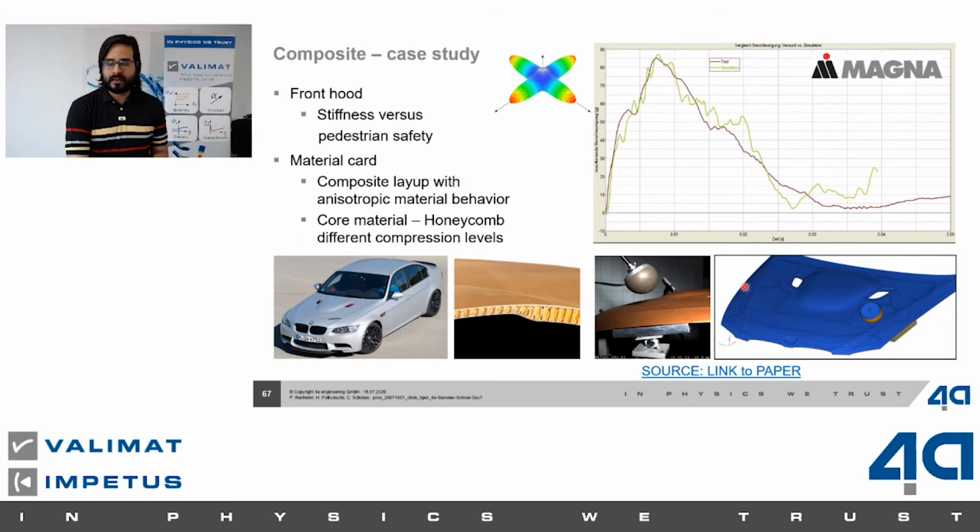Then the customer did a comparison of how the material card performs in comparison to the real test. This is a head impact. As you can see here, we have a hood and then we have an impactor hitting the hood. The picture here shows you the resulting accelerations over time. And it's very clear from the curve that the test and the simulation go really well together.